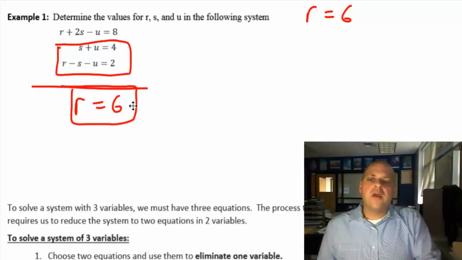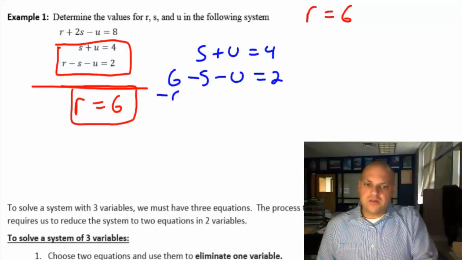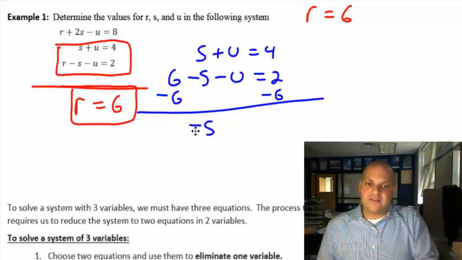All right, so now what do I know? I know r equals 6. So what I'm going to do is plug that right back into here. All right, so once you have one, plug it back in. So I have s plus u equals 4. And then I know r is 6. So 6 minus s minus u equals 2. So subtract 6 from both sides, and that gives me negative s minus u equals negative 4.